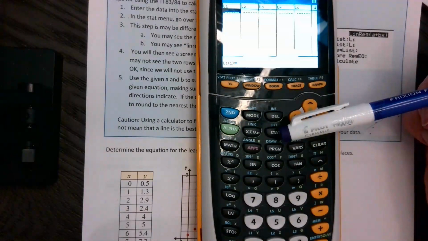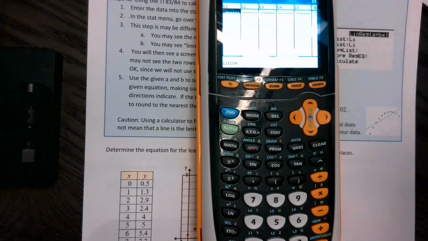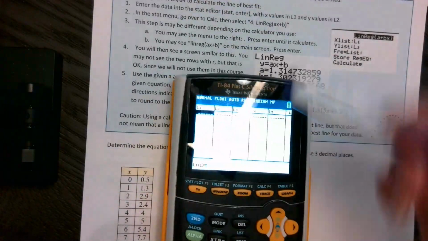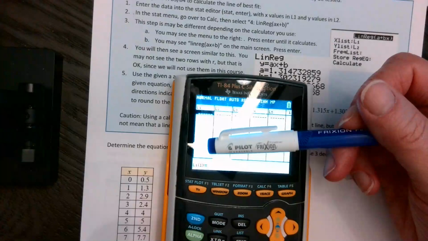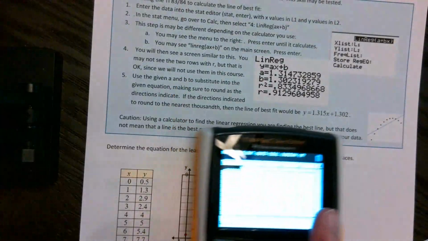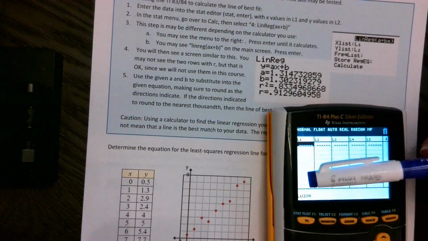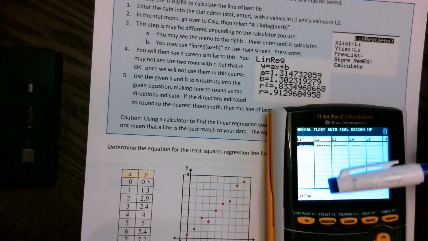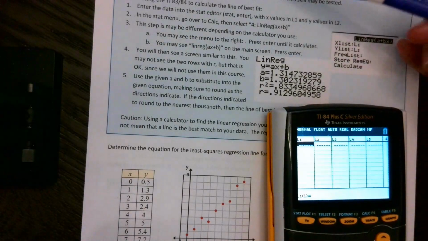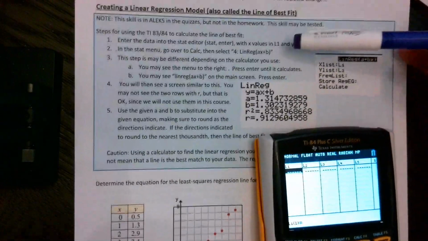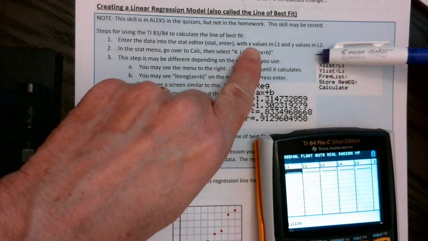So the buttons we're using are stat and then 1 or enter, because we're going to edit. Then we list our X values here. Sorry, it's got that glare. We would list our X values here and our Y values here. So that's where we're at right here. These are just the instructions.